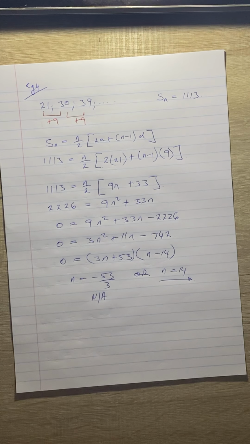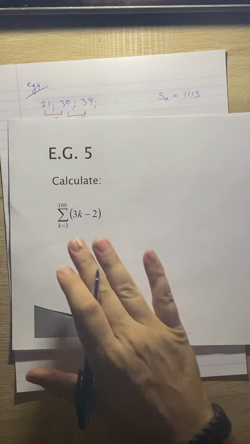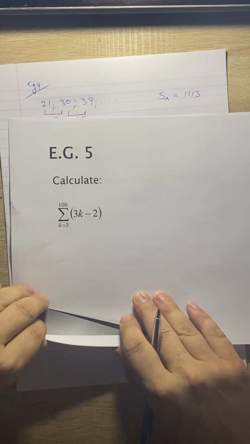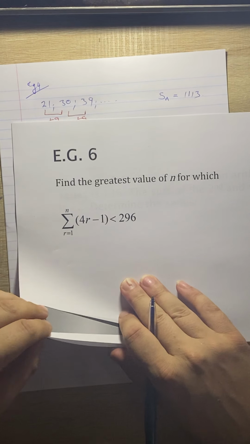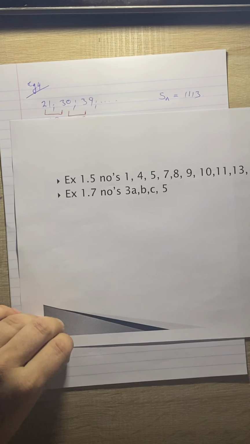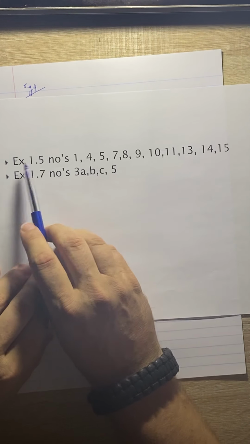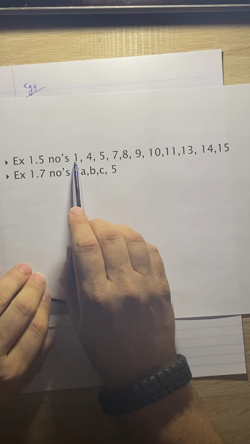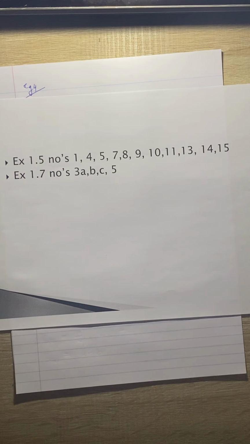Now grade 12s, I'm going to break this down into 2 parts. I want you to try and tackle these type of questions first, because you can see it gets a little bit more involved with the next part. So that's why I want to do it in 2 parts. Tomorrow we'll do these type of questions. For homework, I want you to do this first bit here. It's exercise 1.5, number 1, 4, 5, 7, 8, 9, 10, 11, 13, 14, and 15 for me, please. Thank you.